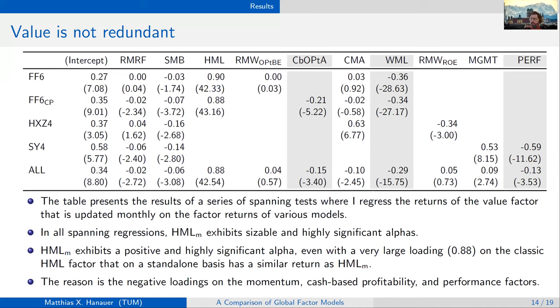This gives maybe some insight into why we see this alpha, because when you have an alpha for this factor model, then adding this dependent variable, the high minus low return, to this set of factors would increase your Sharpe ratio.